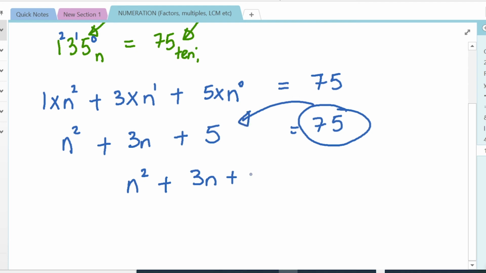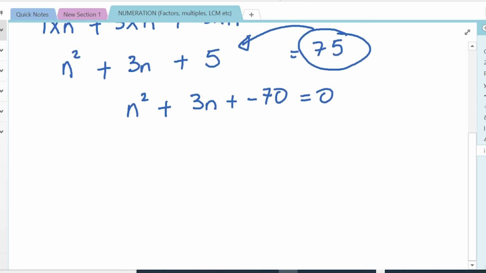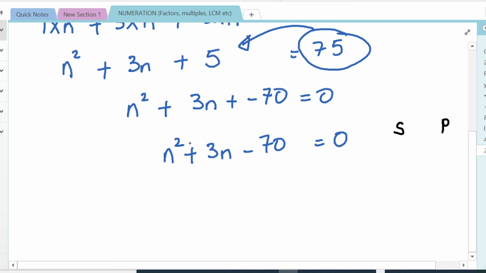So this is going to become n squared plus 3n plus 5, of course, this 75 comes here, it becomes minus 70 is equal to 0. So in other words, this quadratic equation has become n squared plus 3n minus 70, giving us 0. So from that quadratic equation, to solve it, we need to find two numbers. One giving us a sum of positive 3. The other is giving us a product of 70. Of course, it's supposed to be 70 times the coefficient of n, which is 1. So which is negative 70.